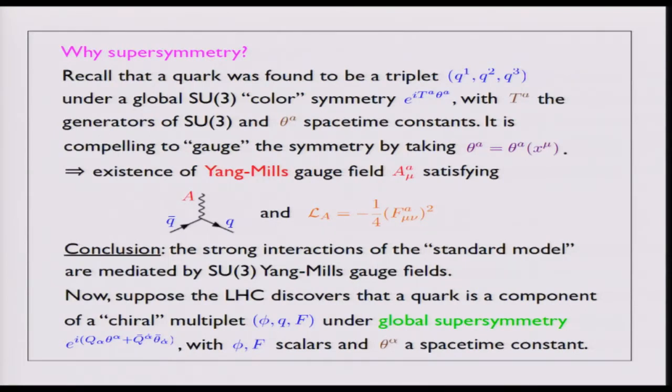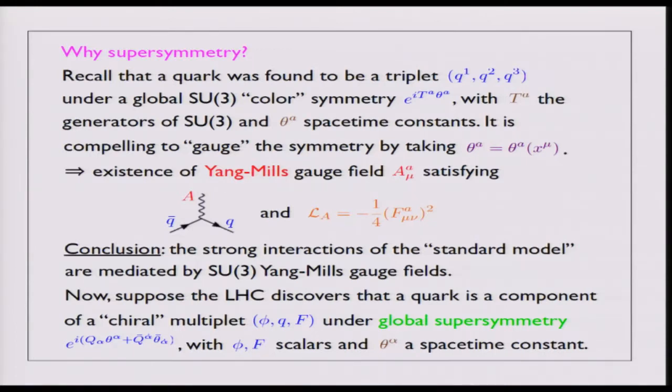And when you do that, this leads to the existence of a Yang-Mills gauge field, A_mu. It couples in a minimal way, and it satisfies a particular Lagrangian. So this is the beginning of the Yang-Mills theory. So the strong interactions of the standard model are mediated by SU3 Yang-Mills gauge fields. We know that that's true for chiral SU2 and so on. We get the standard model, as we heard about all morning.